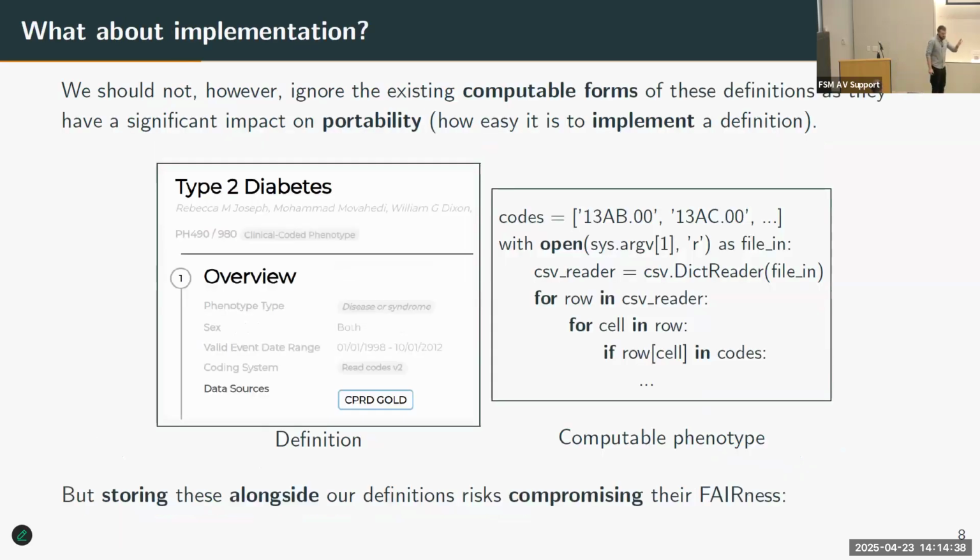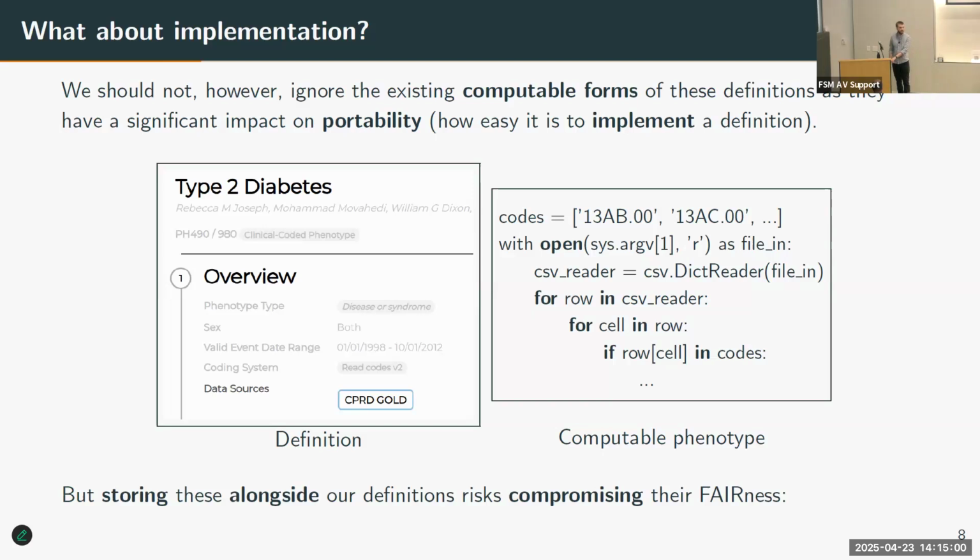As I've said, there's a difference between the definition and the computable form, and in many ways these libraries ignore the computable form. I can't go onto the HDR UK library, well, you couldn't before we came along, and execute those definitions directly. And that's not good, right? We shouldn't be ignoring the computable forms of these definitions.